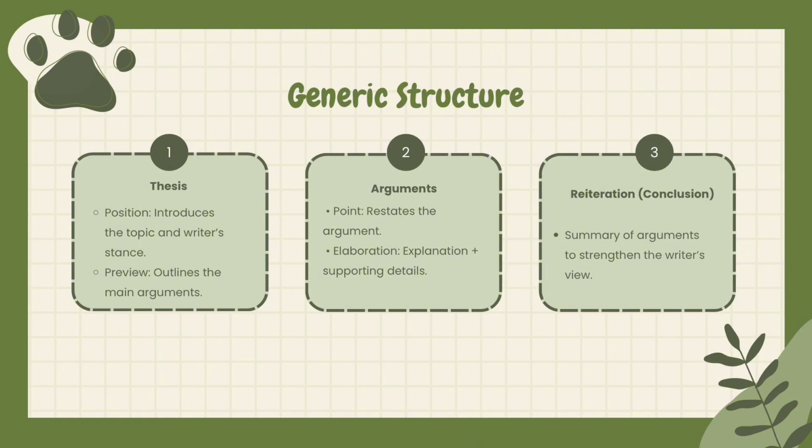An analytical exposition text has three main parts. The first part is the thesis, where the writer introduces the topic and states their position or point of view. The second part is arguments, where the writer explains several reasons to support the opinion. And the last part is reiteration, which is the conclusion that repeats the writer's main idea and strengthens it.